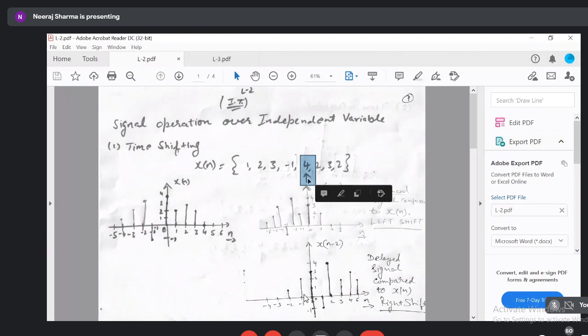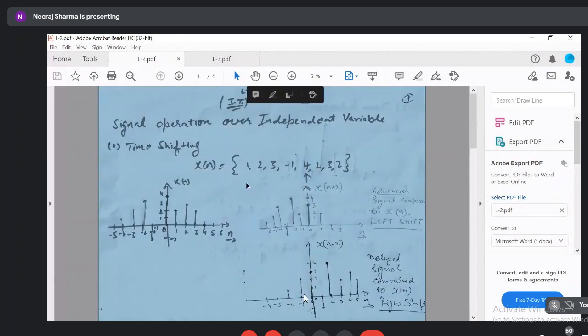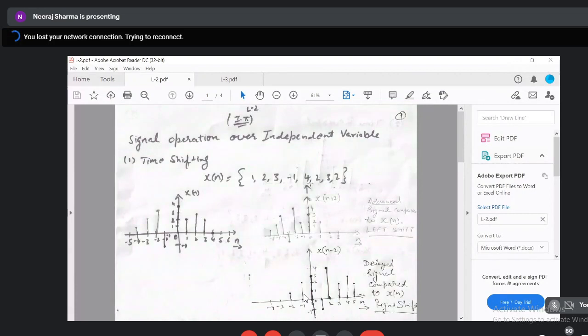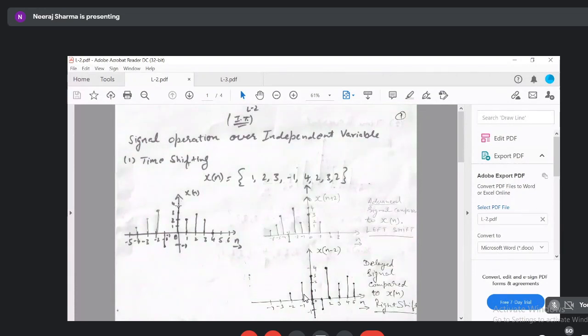So all the elements on the right hand side will be for positive values of n, and all the elements on the left hand side will be for the negative values of n. For example, here we have the position where the arrow has been marked. This signal has a magnitude equal to 4, or amplitude equal to 4.